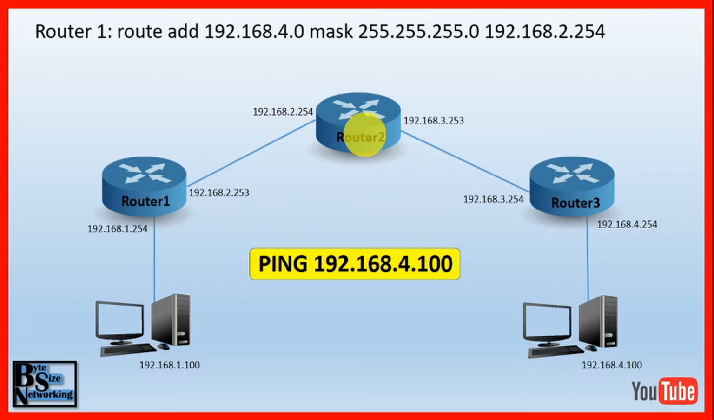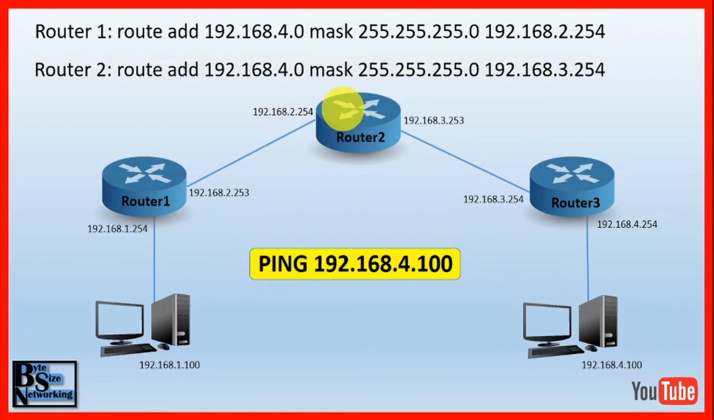So what now needs to happen is we need to add an additional route to router 2, telling it what to do with any traffic that is destined for network 4. So this is what it'll look like. We add a route saying, any traffic that is looking for network 4 with this subnet mask, we need to forward on to 192.168.3.254, which is this interface on router 3.